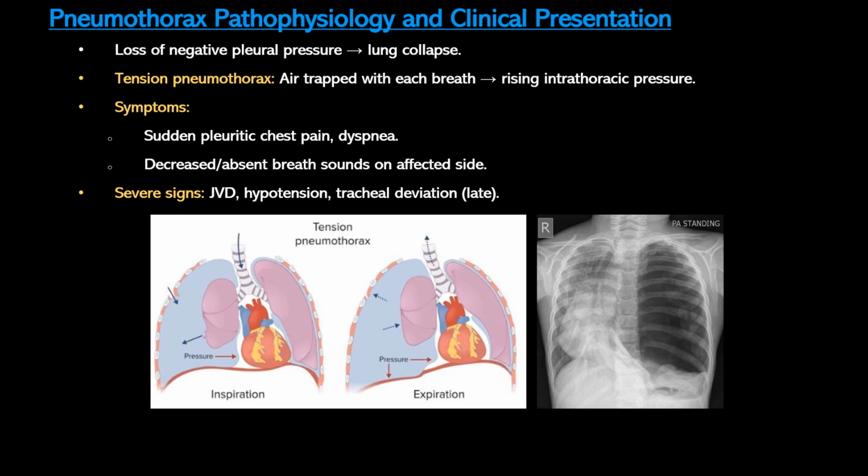The pathophysiology of pneumothorax involves the loss of a negative pleural pressure, causing the lung to collapse. In a tension pneumothorax, air enters the pleural space with each breath but cannot escape, leading to progressive intrathoracic pressure that compresses the lung and cardiovascular structures. Patients often present with sudden pleuritic chest pain and dyspnea, along with decreased or absent breath sounds on the affected side. In severe cases, tension pneumothorax may cause jugular venous distension, hypotension, and tracheal deviation away from the affected side, though tracheal deviation is typically a late sign.